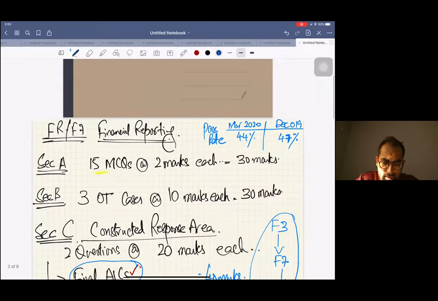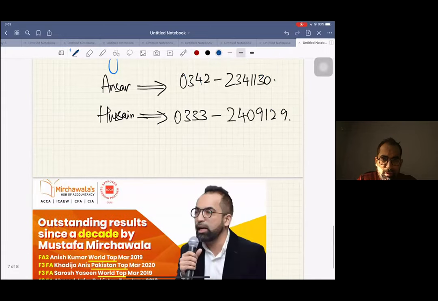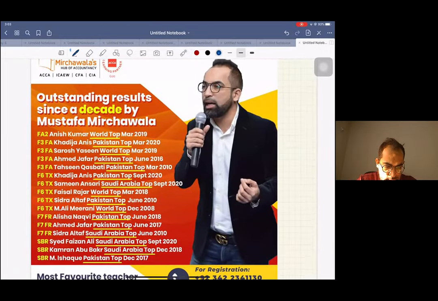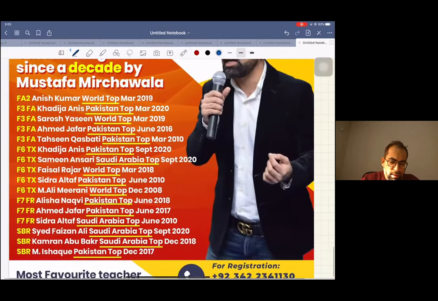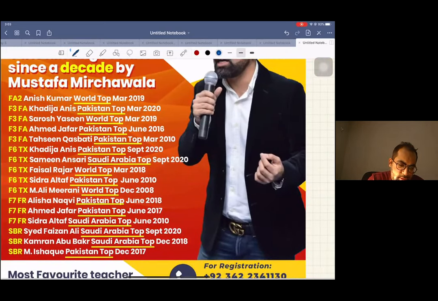Let me share my position document with you. You can have a look. See, these all are the positions. These are F3 positions. These are taxation positions. This is FR. This is SBR. Even foreign students, our online students, score positions. Like, you can see Saudi Arab top, many times Saudi Arab top, right? And worldwide positions as well. So the journey is going excellent.